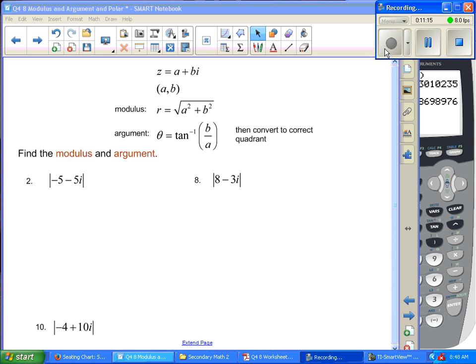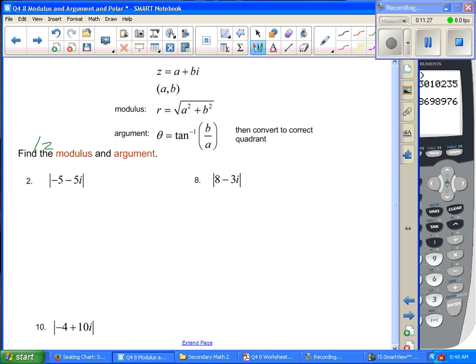Okay, so this one right here, number 2. Now, I didn't mention this, but these absolute value signs mean modulus if it's a complex number. So a lot of the times you might see find this right here.